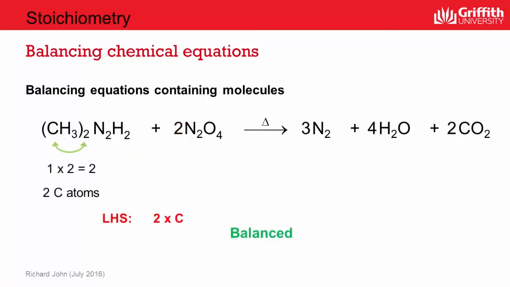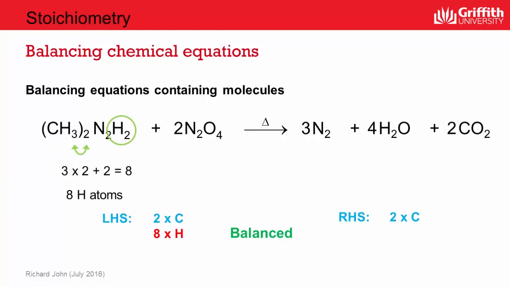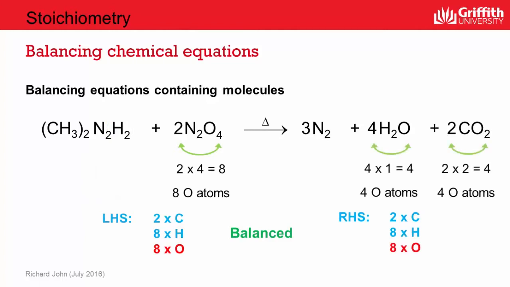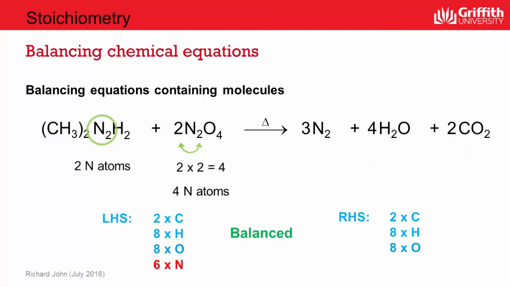We've got 2 carbons on the left hand side, 2 carbons on the right hand side. We've got 8 hydrogens on the left hand side and a total of 8 hydrogens on the right hand side. I've got 8 oxygens on the left hand side and a total of 8 oxygens on the right hand side. And finally 6 nitrogens on the left hand side and 6 nitrogens on the right hand side.